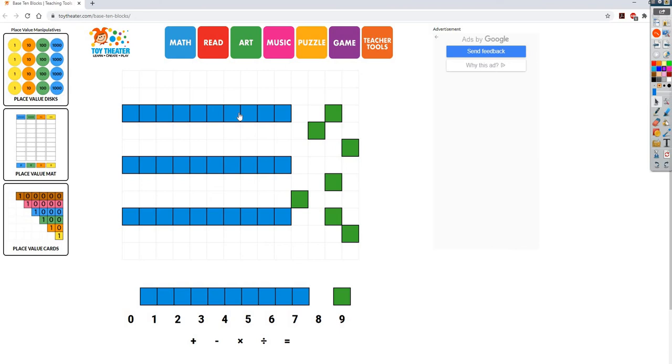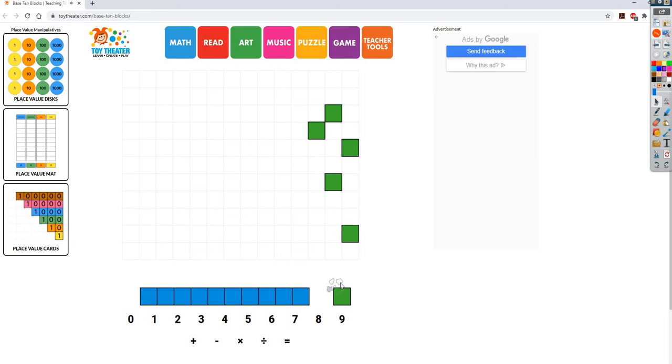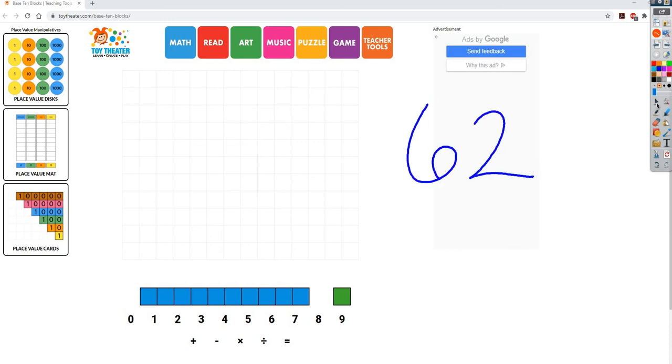Let's try another one. Let me get rid of all these. Sorry guys, I wish there was a lot easier way to do that, but there's not. Alright, what about the number 62? What does the number 62 tell us?